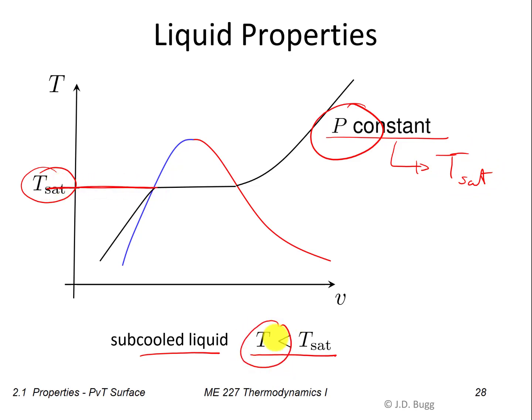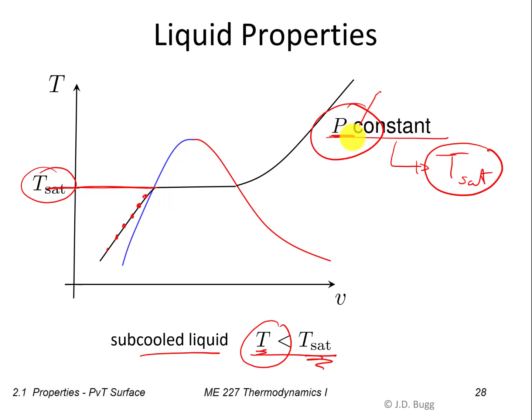If the actual temperature is less than that, that means you're somewhere along this line. And of course that means we have a liquid, and we call that a subcooled liquid. Subcooled because the temperature is less than the saturation temperature. Simply said, the temperature is less than the boiling point. But you have to remember that the value of the saturation temperature depends on the pressure.